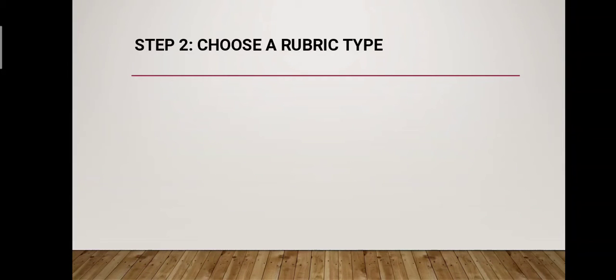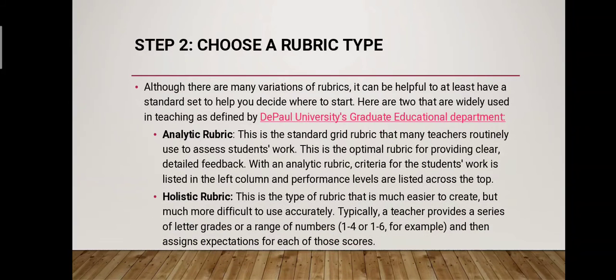Step 2. Choose a rubric type. Although there are many variations of rubrics, it can be helpful to at least have a standard set to help you decide where to start. Here are the two that are widely used in teaching. First, analytic rubrics. This is the standard grid rubric that many teachers routinely use to assess students' work. This is the optimal rubric for providing clear, detailed feedback.